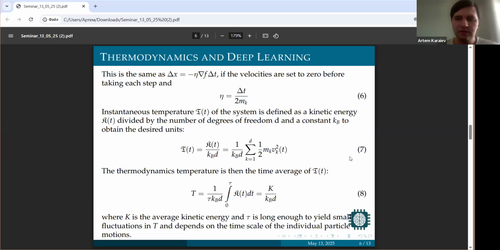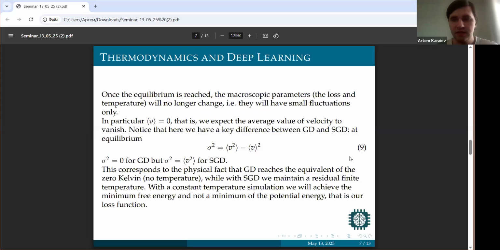Also, I missed that at the end of the slide they use the terminology individual particle motions, and I need to say that the analog of a particle in mechanics, the authors said, is just some concrete trainable parameter. So they called a concrete trainable parameter a particle.